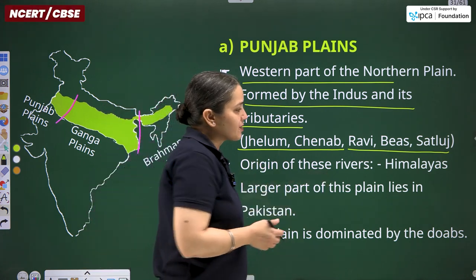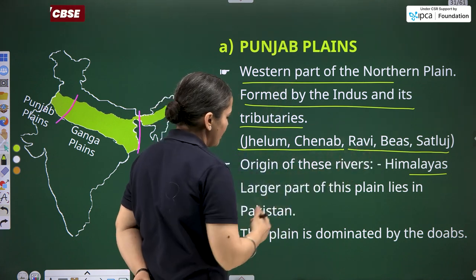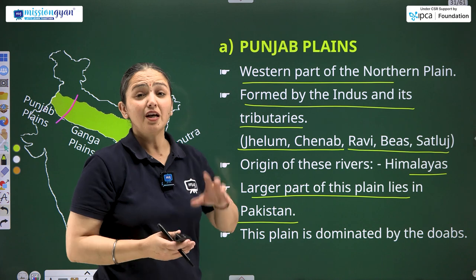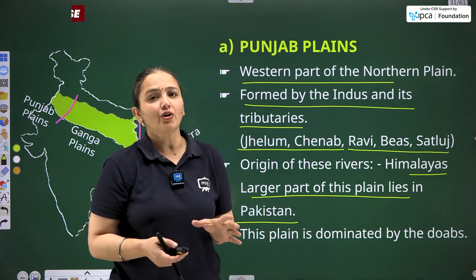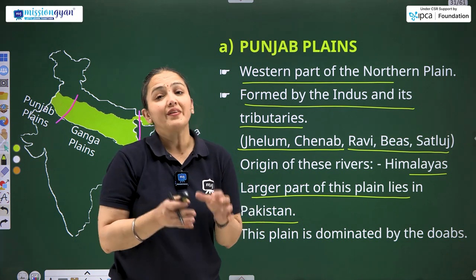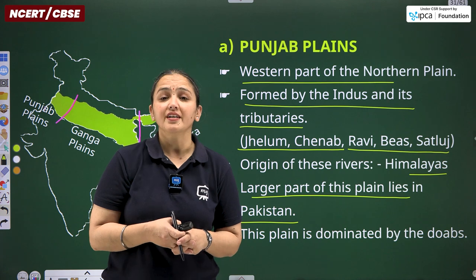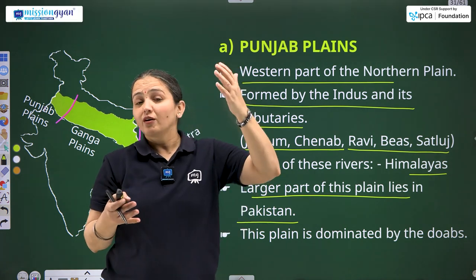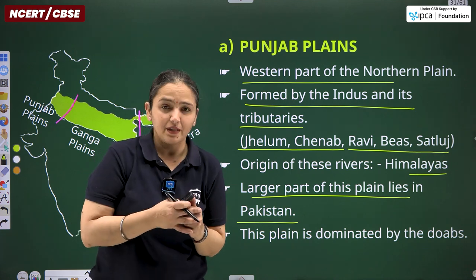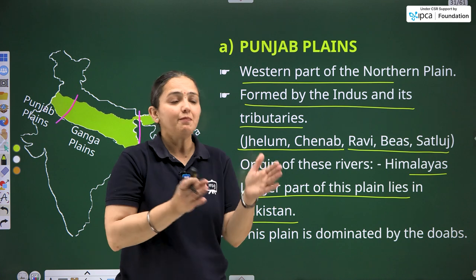So, the origin of these rivers: the Himalayas, we are talking about the Indus and these as well. A larger part of these plains lies in Pakistan. It is a fact. If India had not been partitioned in 1947, the entire northern plain would have been in Indian territory and India might have led in agriculture. We would have been at the top rank in agriculture production in the world, if we had not been separated into India and Pakistan.